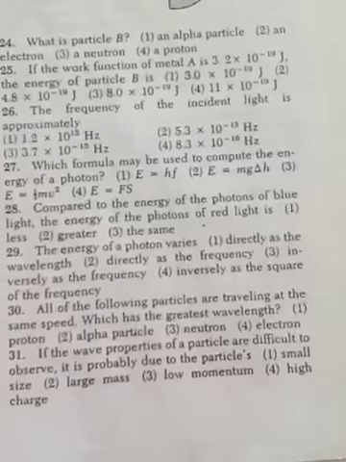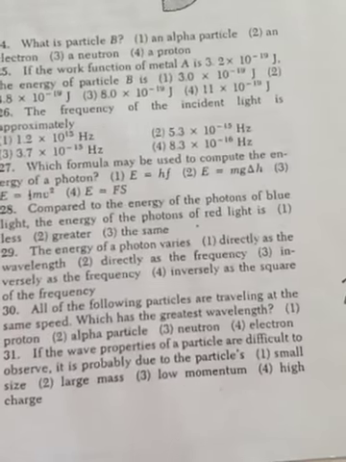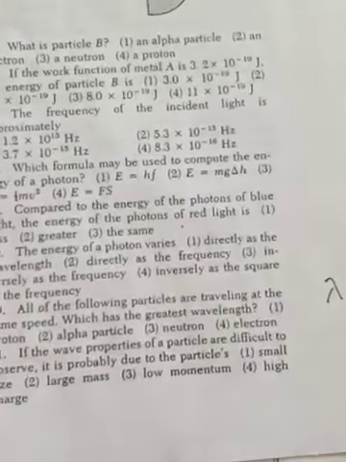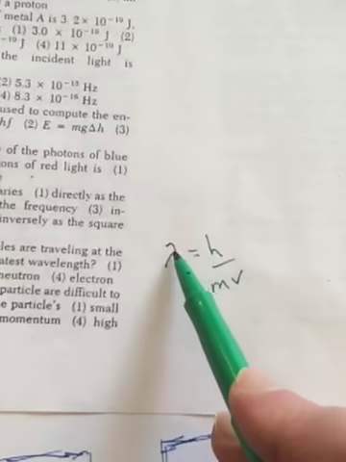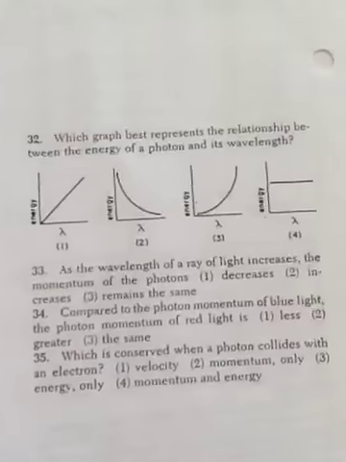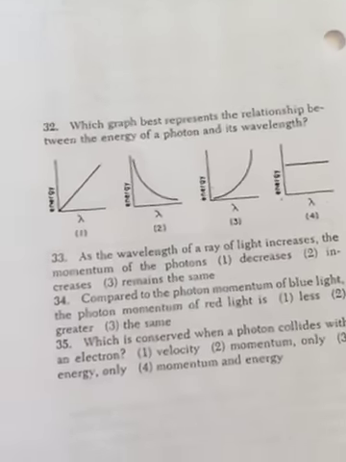Okay, next one. If wave properties of a particle are difficult to observe, it's probably because of the large mass, right? The larger the mass, the smaller the wavelength, the harder it's going to be to see. Next column. Which graph best represents the relationship between the energy of a photon and its wavelength?